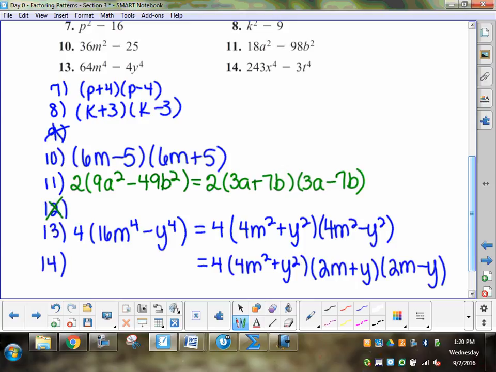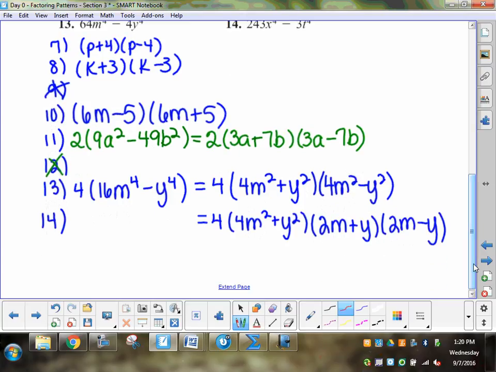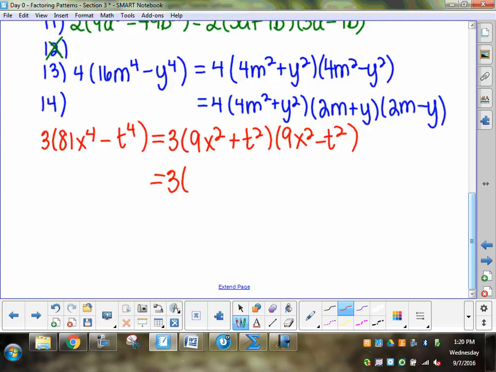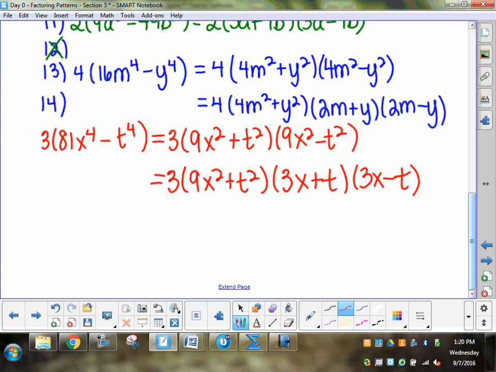You can tell me what we do in 14. Go ahead. I have 3. Okay, so 3 times what? 81x plus 5 minus 2. Keep going. And then the big square, so I got 9x squared plus 2 squared, and then it's 9x squared minus 2 squared. Okay. And that's an answer to the big square, so I got 3 times 9x squared plus 2 squared times 3x plus 2 times 3x minus 2. There's some over on the right-hand side if you want to practice more difference of perfect squares.